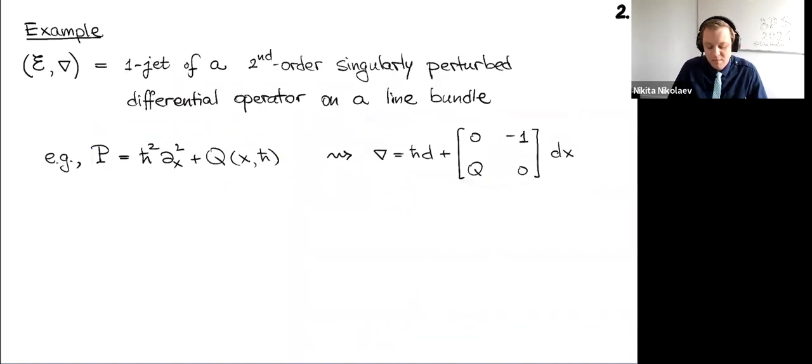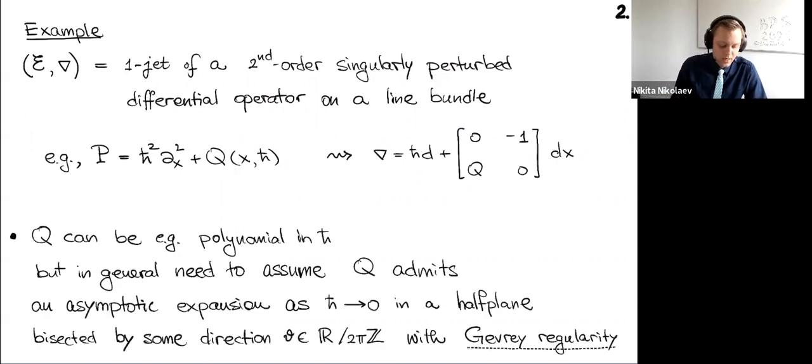And so if you do this in this case, then the connection that you write down looks like this system. So this is a rank 2 connection, and the matrix looks like this very typical off diagonal matrix. And the bundle is the so-called one jet bundle.